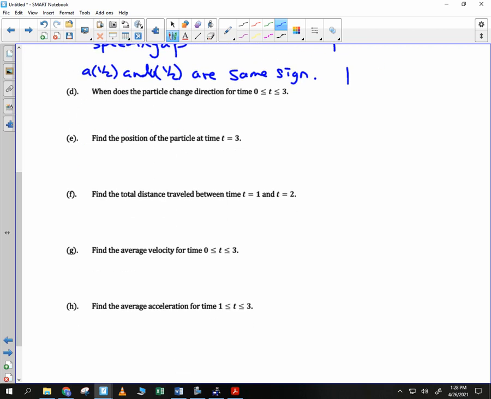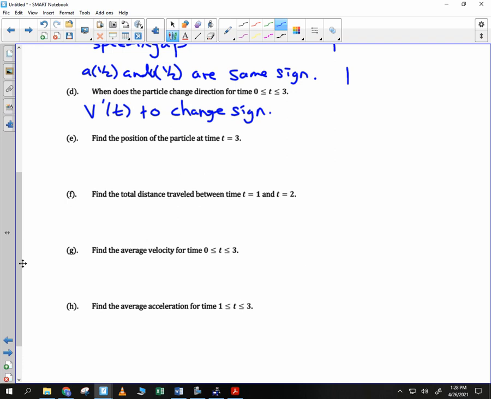When does the particle change direction from 0 to 3? When the particle changes direction, you're looking for v prime of t to change sign. It's so important on the exam, if they ask when does it change direction, that you recognize that you're looking for where v prime of t changes sign. A lot of times we say look for where v prime of t is equal to 0.